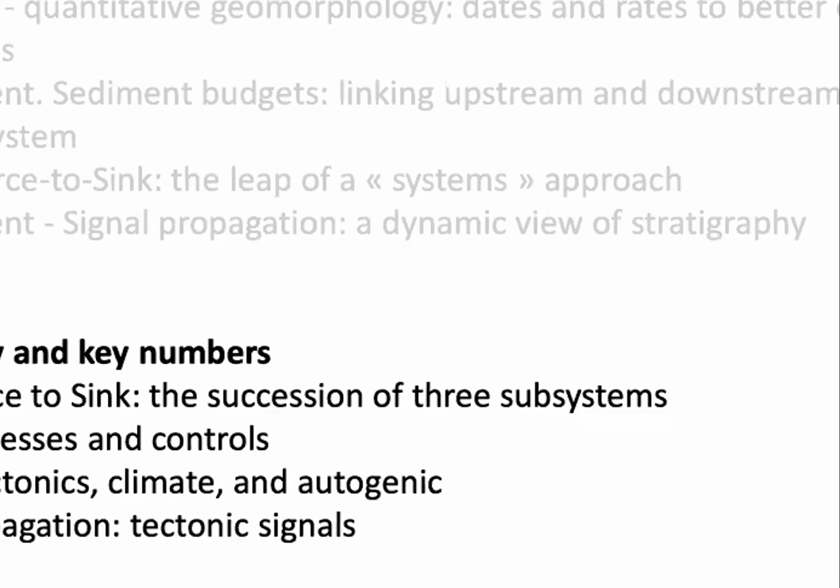So this morning and afternoon, I intend to work on this chapter, which is a little bit different from the PDF, but it's the same as what Cécile and Milita sent you. It's basically starting to introduce vocabulary about source-to-sink, how source-to-sink systems are composed of different subsystems, and what the dominant processes are that play a role within those subsystems. This is 3.1 and 3.2 from source-to-sink, the succession of three subsystems and major processes and controls.